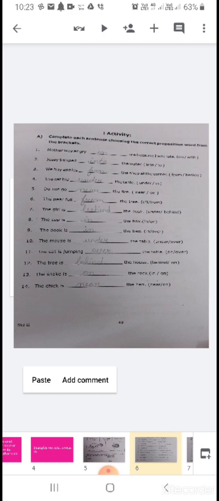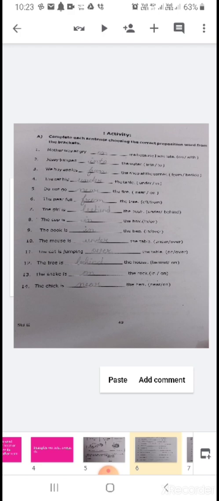Fifth, do not go dash the fire. Do not go near the fire. Sixth, the pear fell dash the tree. The pear fell from the tree. Next, the girl is dash the bush. The girl is behind the bush. Eighth, the cup is dash the box. The cup is in the box. Ninth, the book is dash the bag. The book is in the bag. Tenth, the mouse is under the table.